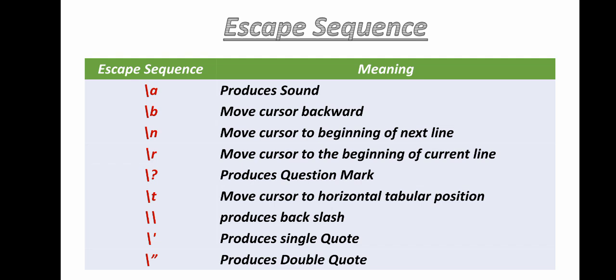When we use a double backslash, it produces a backslash. Then backslash with a single quote produces a single quote, and backslash with inverted commas produces a double quote.